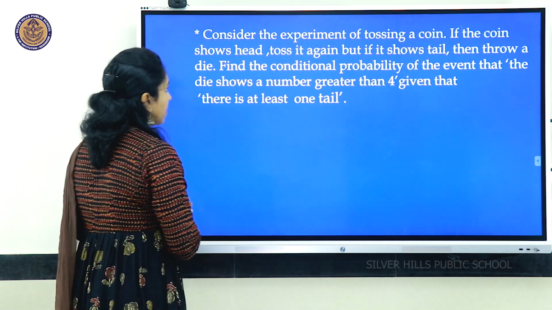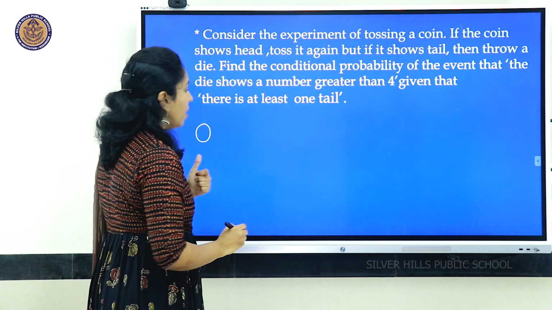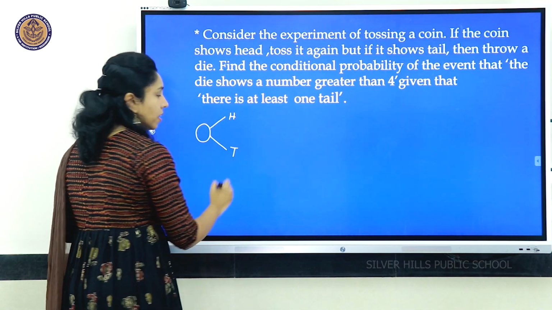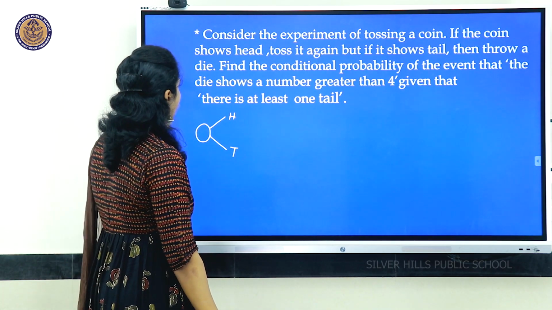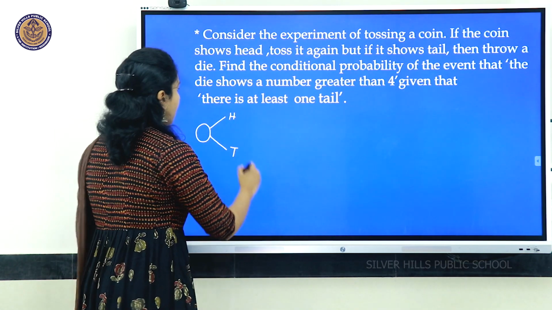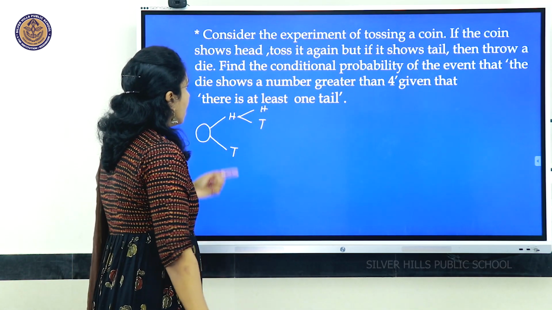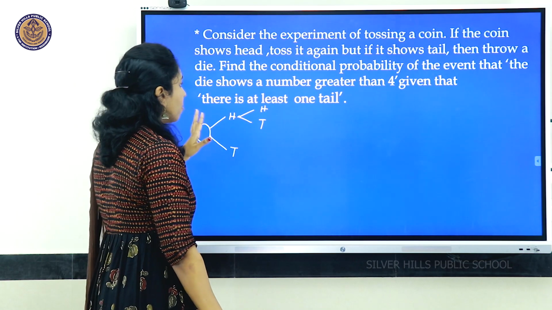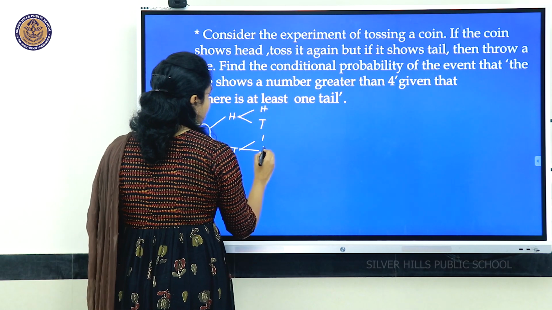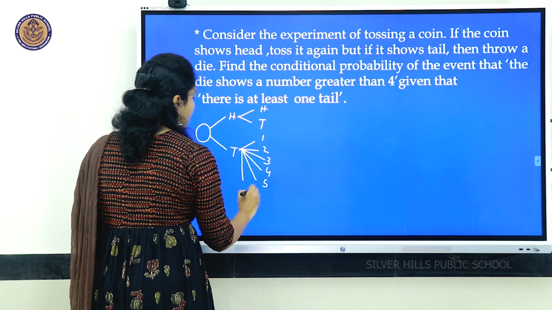So let's visualize this experiment. You have a coin, we are tossing a coin. So when you have a coin, what are the possibilities? Either head comes or tail comes, right? Now what is written here? If the coin shows head, you are tossing it again, toss it once again. So then you have head or you have tail. Now if it shows tail, then what happens? Then throw a die. So that means you have 1, 2, 3, 4, 5, 6.